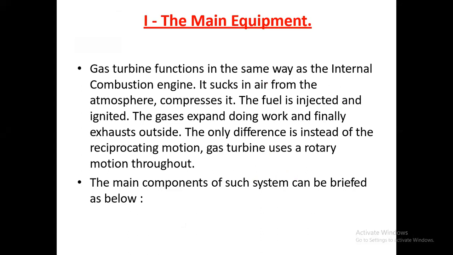The main equipment, the gas turbine, functions the same way as an internal combustion engine. It sucks in air from the atmosphere, compresses it, the fuel is injected and ignited. The gases expand, doing work, and finally exhaust outside. The only difference is that instead of the reciprocating motion, a gas turbine uses a rotary motion throughout. The main components of such a system can be briefed as below.